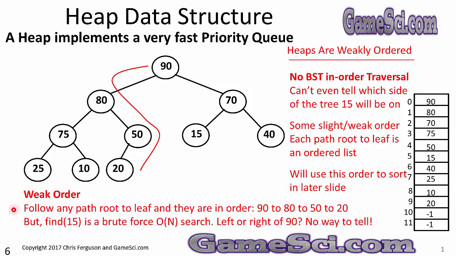Weak order means follow any path, root to leaf, and they are in order. Start at 90, go to 80, 50, 20. That is an ordered list of those 4 items. Start at 90, go to 70, go to 15. Ordered list from there, but it's weakly ordered because at 90 you don't know which direction to go to get to 40. Do you go this way to search for 40 or this way? A find of 15 would have to be a brute force order of n search. Left or right of 90, no way to tell. If you're going to search for 15, you're going to have to go through the entire array looking for 15 and finding it there. That is an order of n search.